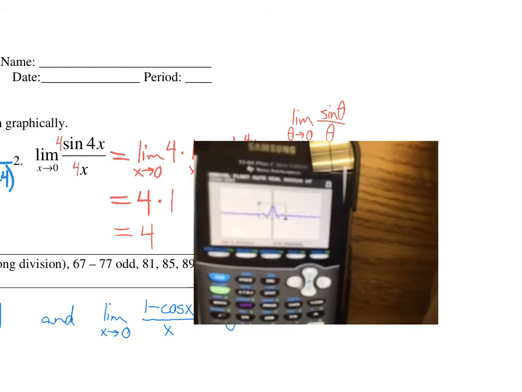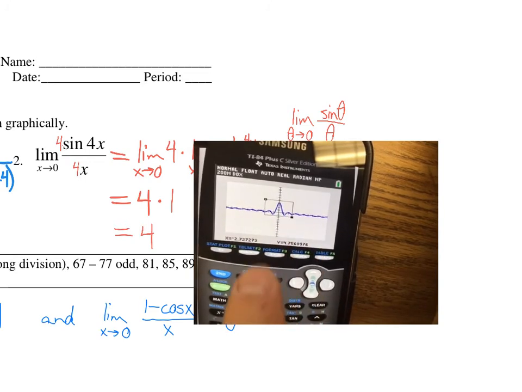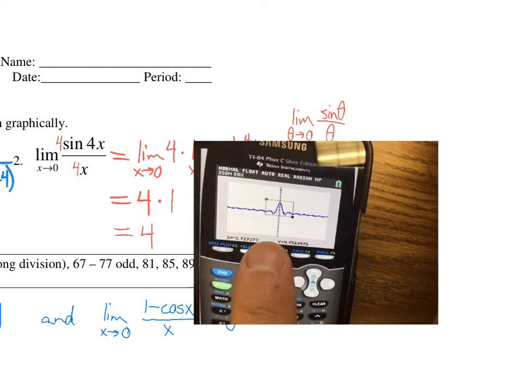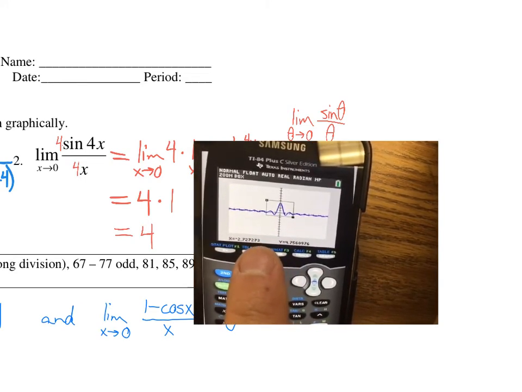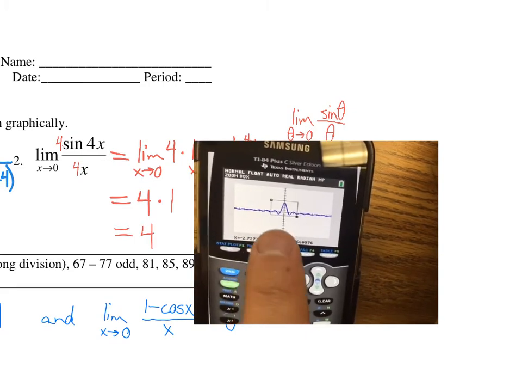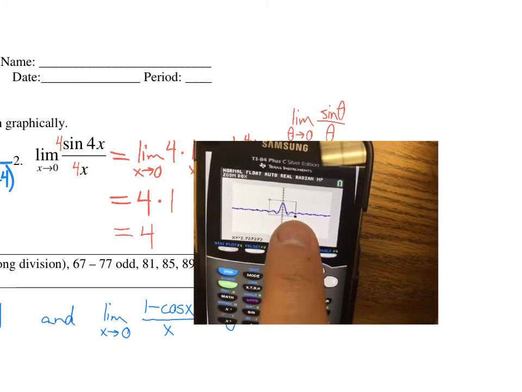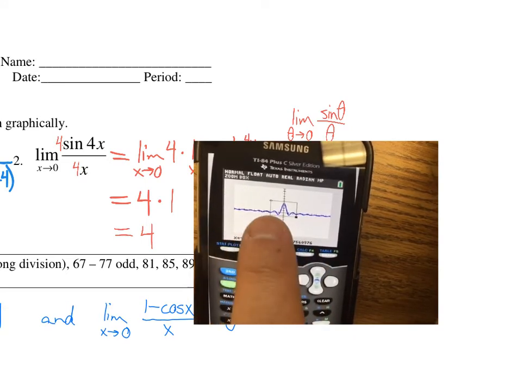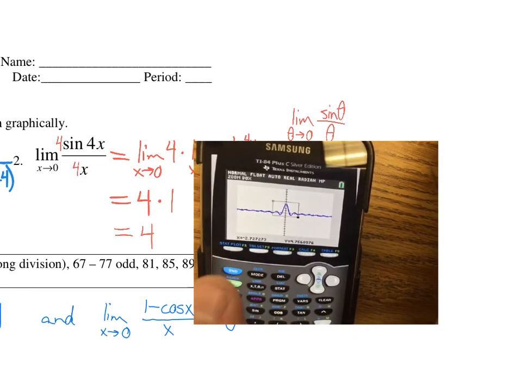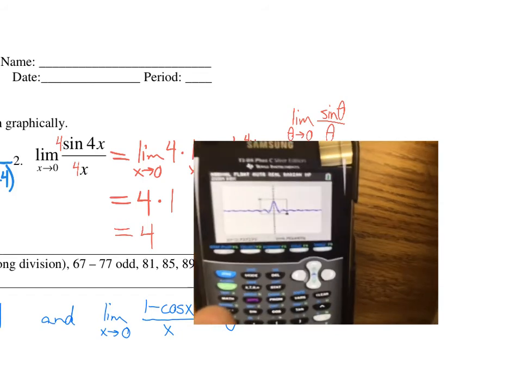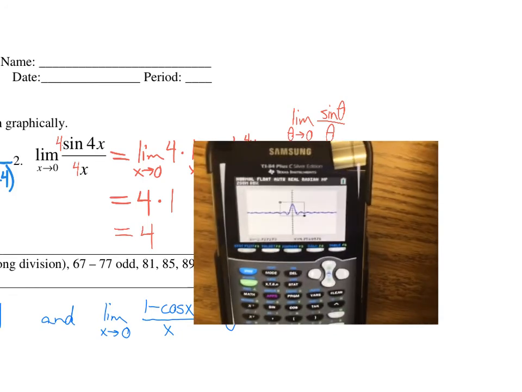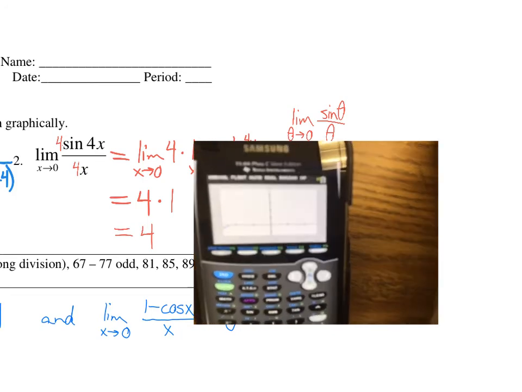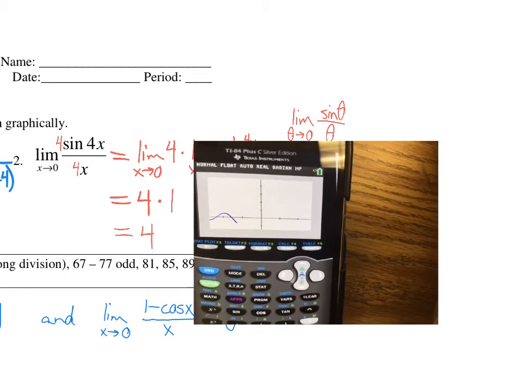Alright, so here I've got it graphed, and I actually used zoom box. If you don't know how to use that, it's really cool. With zoom box, you move the cursor to one corner of where you want the window to be and hit enter, and then use the arrow keys to move it to the other corner. And then when you hit enter, it'll change the window to just be what you boxed.